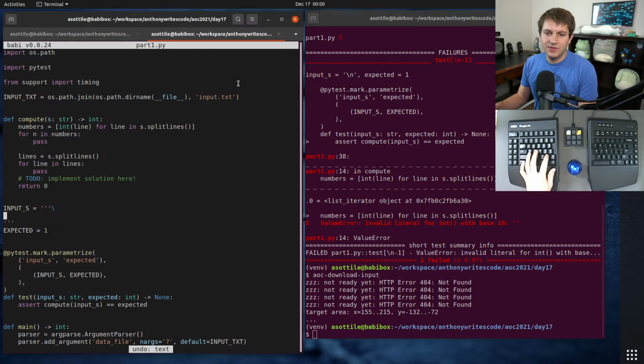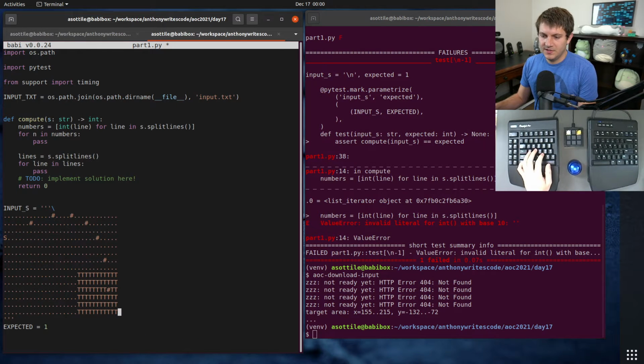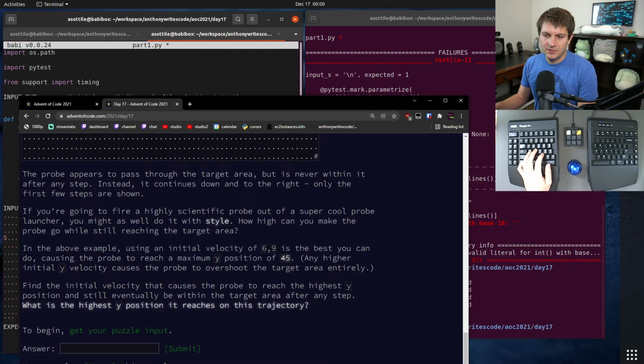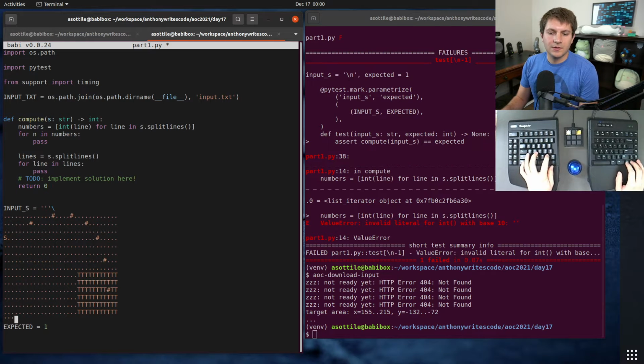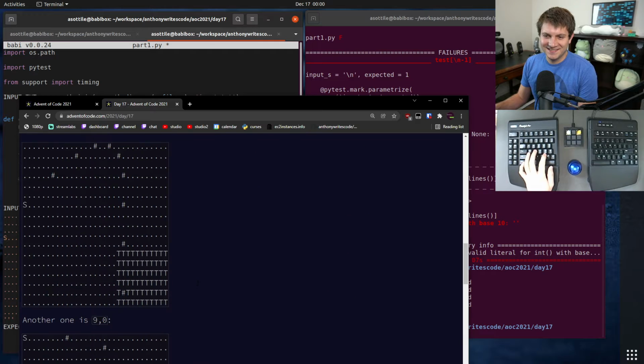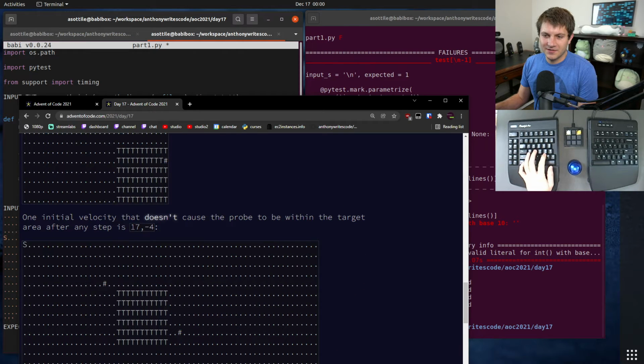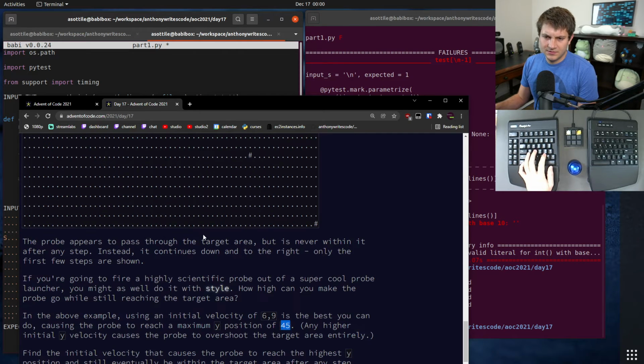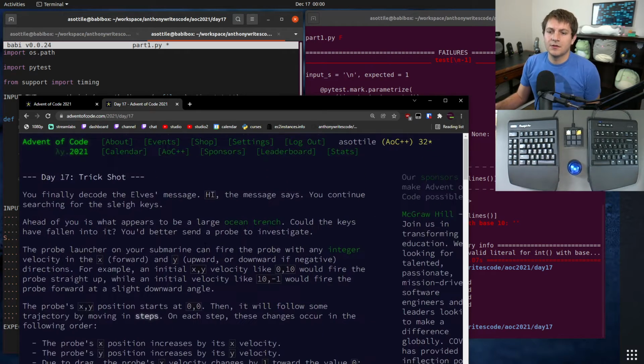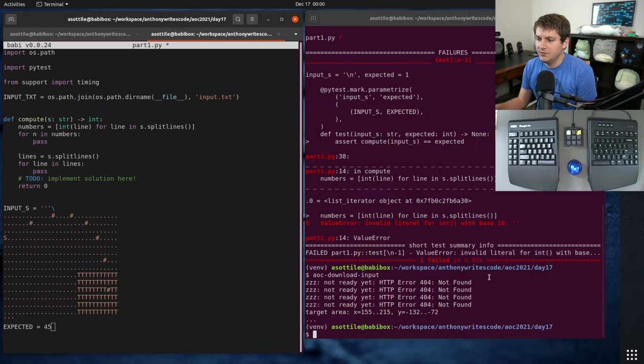Is that the input? We're hoping that's the input. 45. Yo, this looks cool. What is this? Okay, what are we doing? Position XY starts at 0, 0. What does our input look like? Oh, our input does not look like this. It looks very different. Okay.